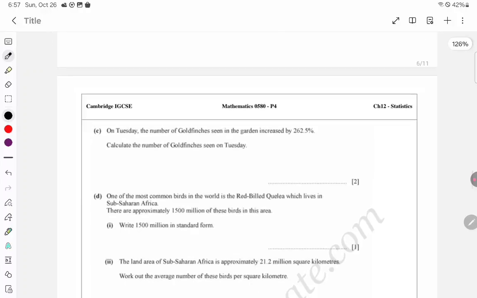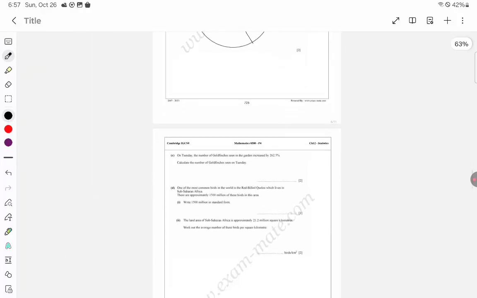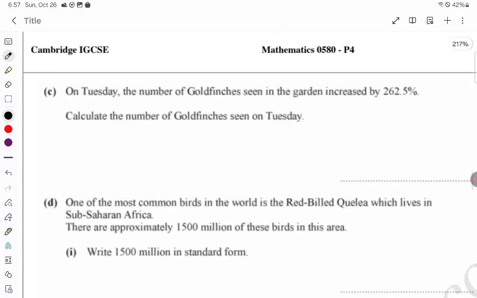Now on part C, on Tuesday the number of goldfinch seen in the garden increased by 262.5 percent. Calculate the number of goldfinch seen on Tuesday. First, the number of goldfinch is 8 from the given table. It is increased, and in order to get the percentage into the number, we can divide it by 100. We get our answer of 21.